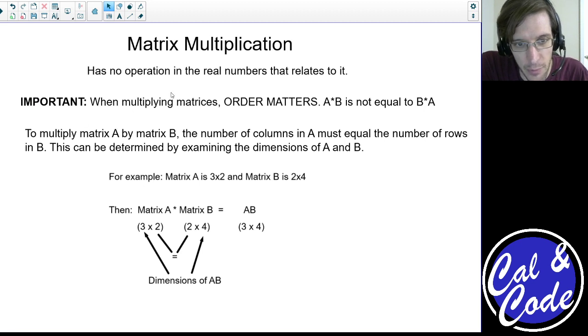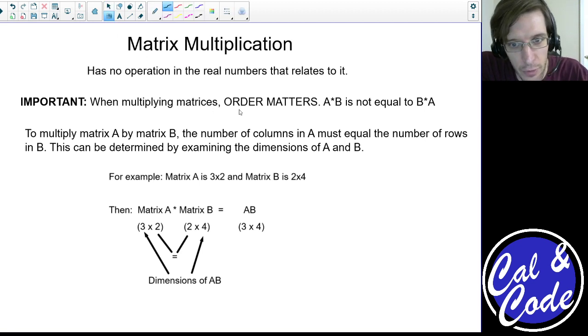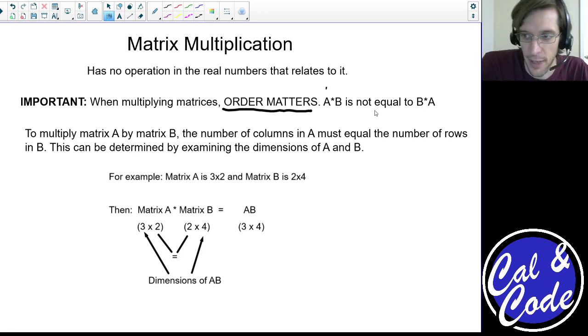So when we're doing matrix multiplication, what we need to know is that order matters. This is really important. Order matters. That means taking two matrices and multiplying them together, matrix A times matrix B first, is not going to be the same as what happens when we multiply them in the opposite order. Matrix B times matrix A is not equivalent to matrix A times matrix B.